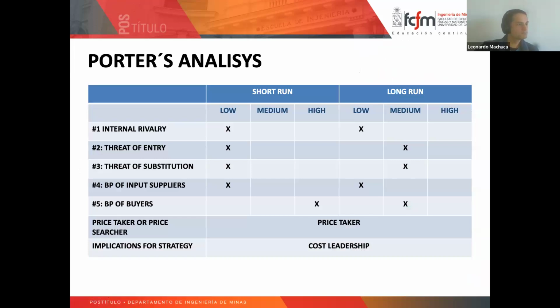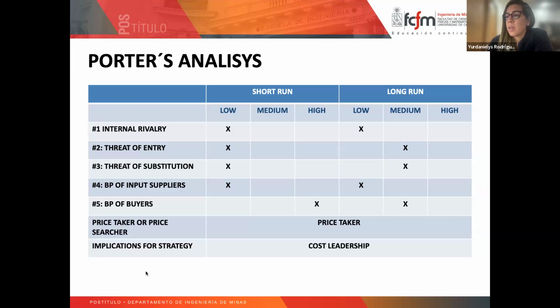Okay. Well, to summarize, the Porter's analysis forces that we have discussed, in this case, we show the magnitude that we consider could impact the profitability of this business. In the first case, internal rivalry, we consider in the short run it is low. It is the same in the long run. In the case of threat of entry, in the short run, it is low. In the long run, it is a medium threat.